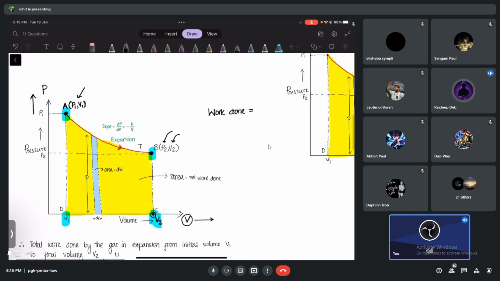Force into distance, or displacement. It's the dot product of force and displacement also, but in this case I don't have to talk about the dot product. I can just directly go, okay, because the direction of force and displacement will be the same, so the cos will be 0 degrees in this case.